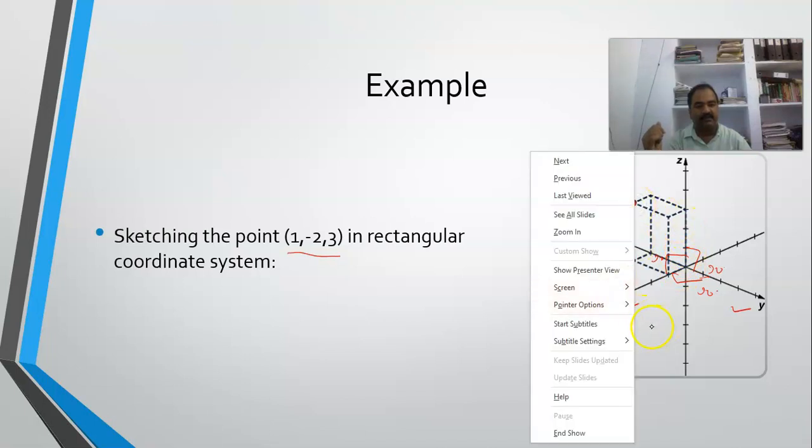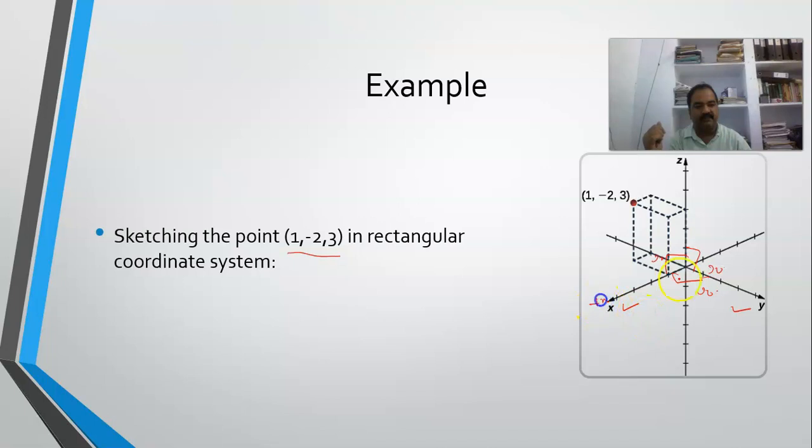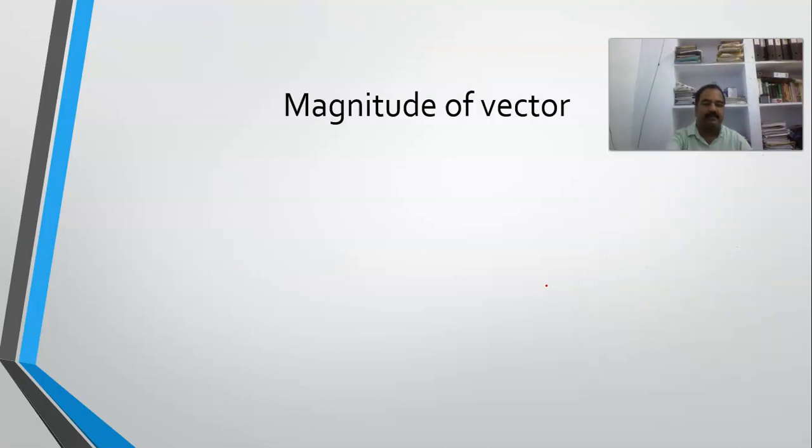See, this is the positive x-axis, and this is the negative x-axis. This is the positive z-axis and this is the negative z-axis. This is positive y and this is negative y. x is positive but y is negative, so that's why I have gone to this side, and z is in the positive direction. So that's why this is the point. This is the representation.